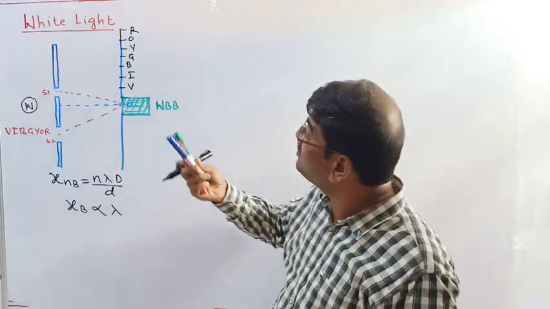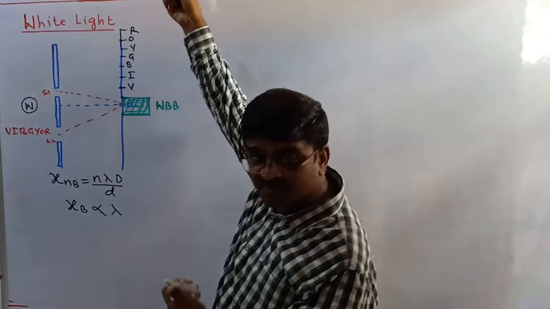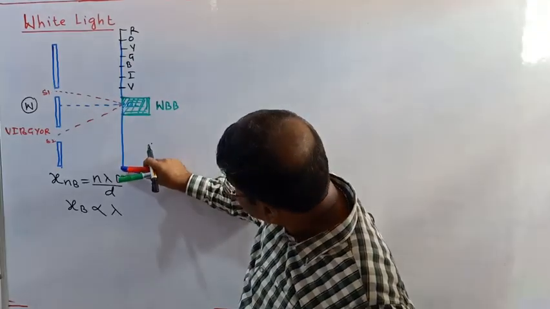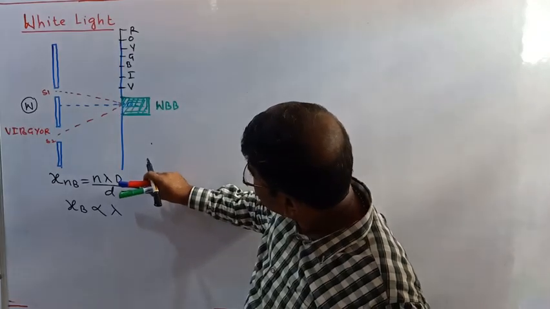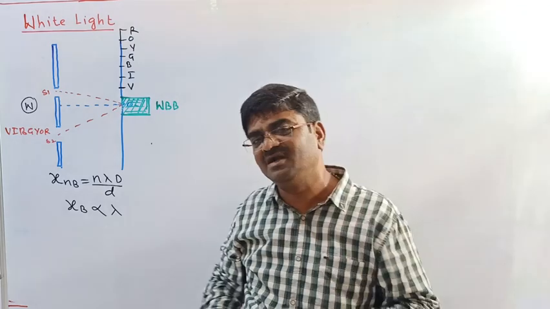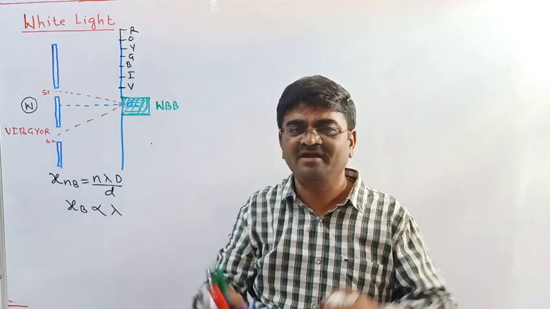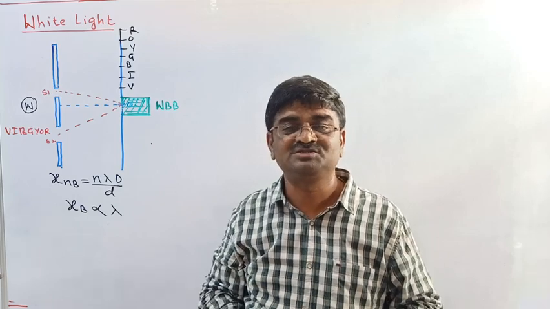Now same way n equal to 2, again I will have here violet starting. Again over here I have violet starting, violet, indigo, blue, green, and so on. So that will happen multiple times. That condition also we shall come to ahead, how many number of bright bands we get.